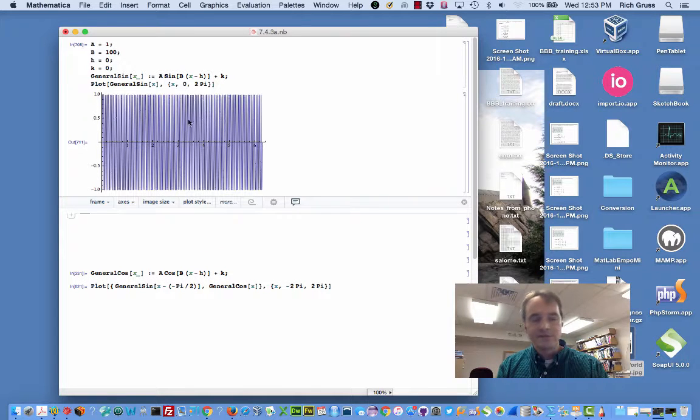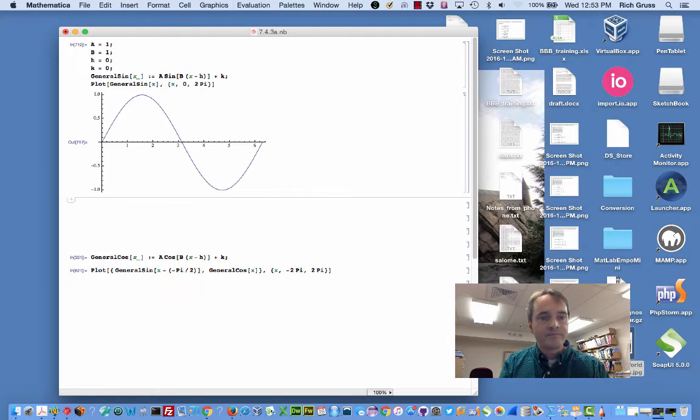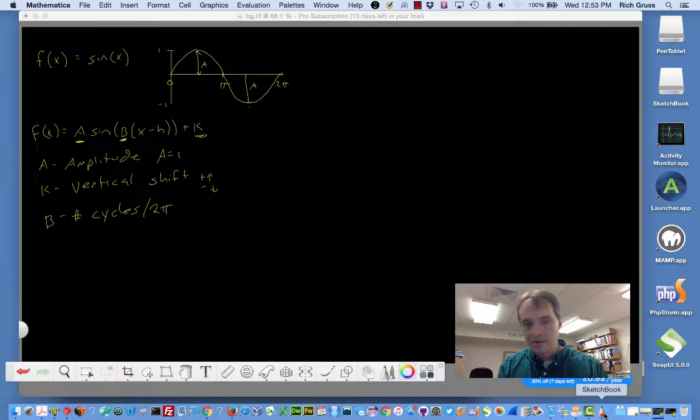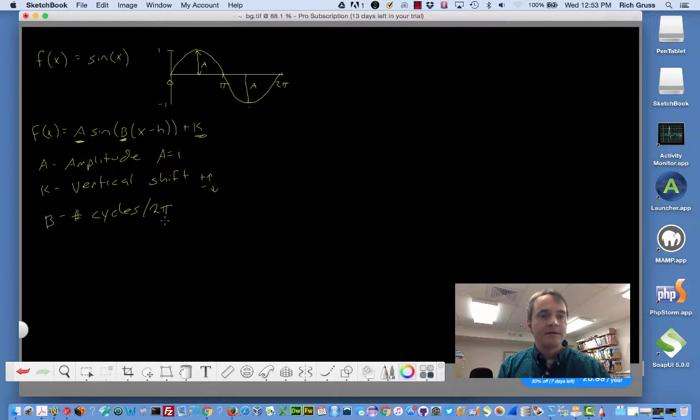So if this were a sound wave, this would be a high frequency. Okay, so return that back. So that is b. So the number of cycles per 2 pi radians. So now let's take a look at this last one, which is h, and the effect that this is going to have. So h is the horizontal shift.